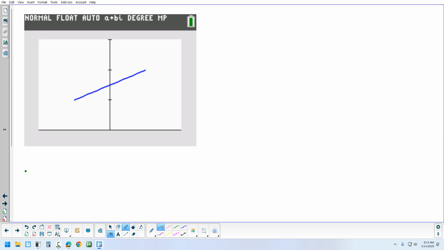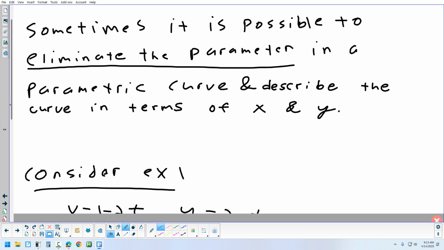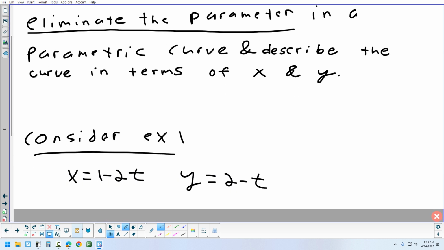So remember, this was parametric. So when you are asked to eliminate the parameter, that means to rewrite the equation, generally as y equals something, but no t on the other side. Anybody have an idea of what we can do to get rid of that t? So we want y equals, but we don't want a t here anymore. We want an x here.